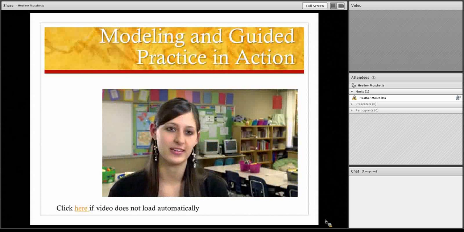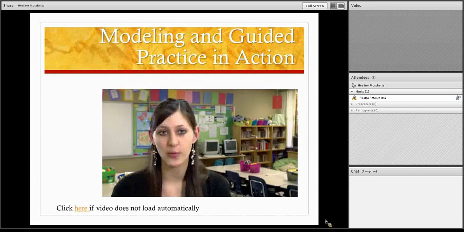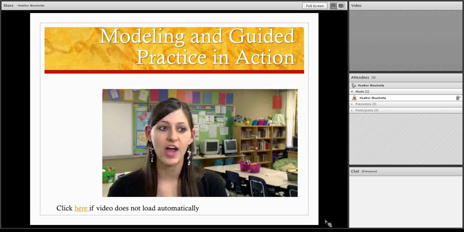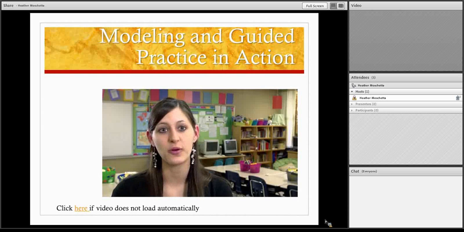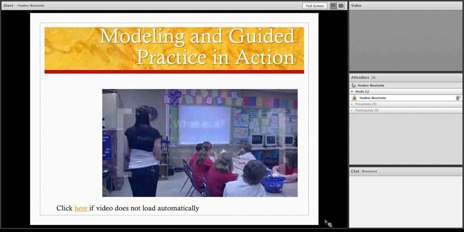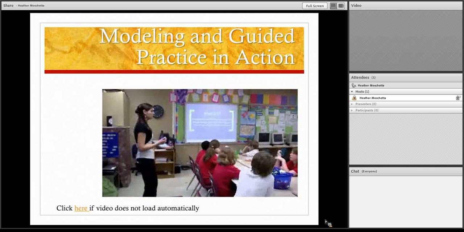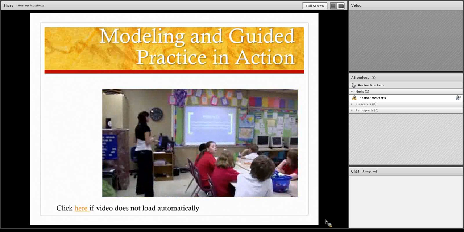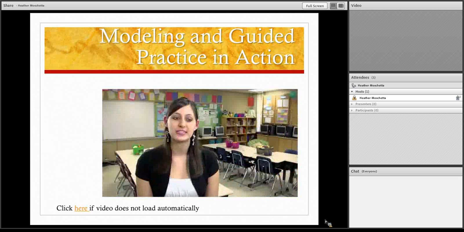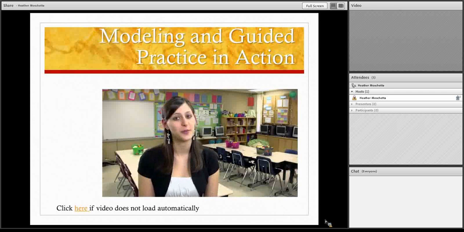Before going into workstations, I took the students through a process of reviewing what poetry is and what it means, and then actually doing and analyzing a poem with them so that they had a good background and foundation before they went to practice it on their own. Poetry is an imaginative awareness of experience expressed through meaning, sound, and rhythmic language choices so as to evoke an emotional response. This lesson I would use towards the center of a poetry unit where the students have a little bit of background knowledge about poetry.